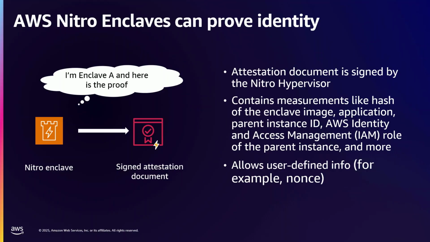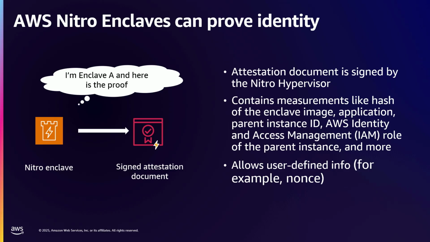I'll take the Nitro Enclaves example. In case of Nitro Enclaves, an enclave has the ability to fetch something called an attestation document. This attestation document is, if you're familiar with document formats, JSON is a very popular one. This happens to be in CBOR. CBOR is concise binary object representation. It's an acronym. The reason we use that is it's lightweight compared to JSON. It's very fast in terms of parsing and verifying, hence why we chose CBOR.